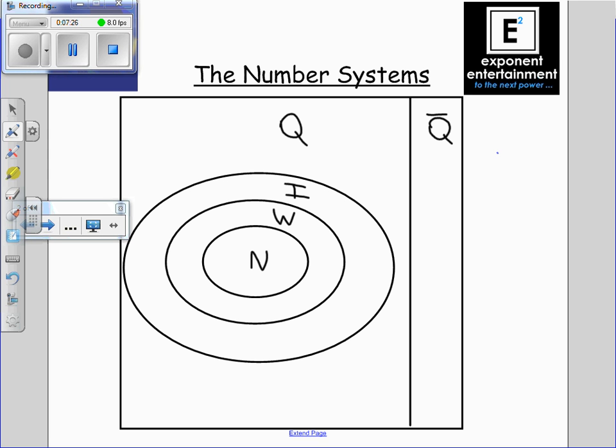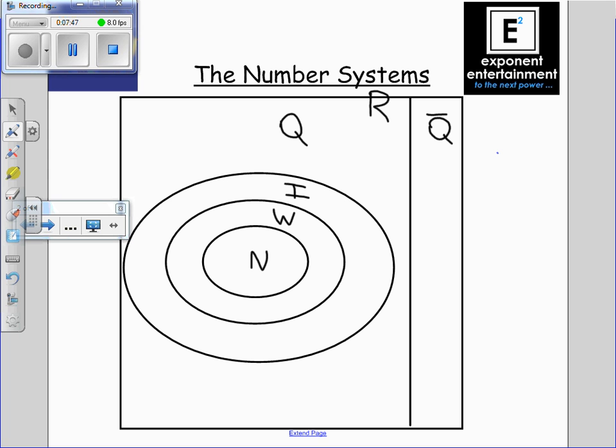And then where do real numbers go? Like on the outside of the entire box. Yeah, so I'm going to put it up here. Those are your real numbers. It includes everything in this side of the box and everything in this side of the box.